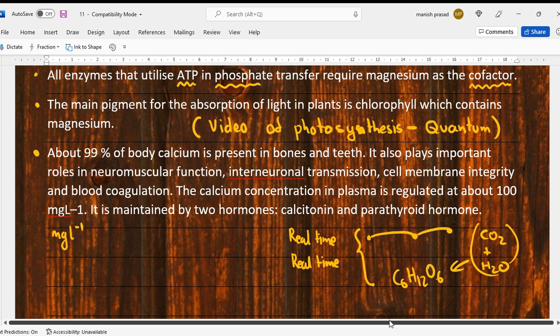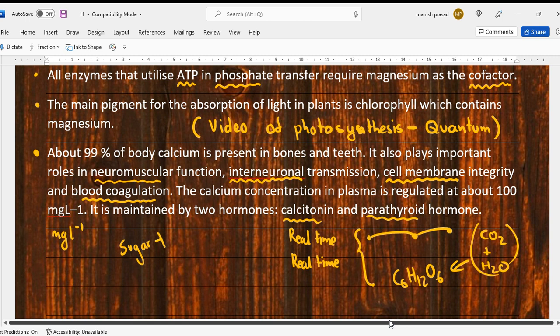It is maintained by two hormones, calcitonin and parathyroid hormone. Perfect. Now, it is not just for the bones and teeth. You want your nerves and muscles to function well? You need to have calcium. You want the transmission between the nerves to function well? You need to have calcium. You want your cell membrane to be good? You need to have calcium. You want the blood to coagulate fast and not leak out so as to decrease your blood pressure? You need calcium.